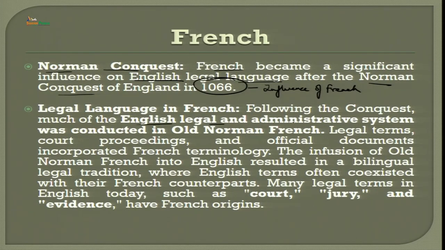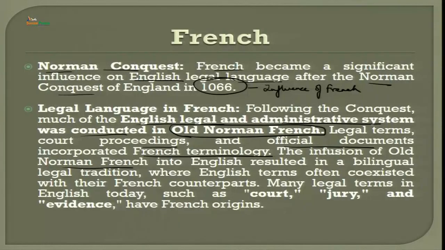Much of the English legal and administrative system was conducted in Old Norman French. This is again an important one. So the English legal system was changed in that. Legal terms, court proceedings, and official documents incorporated French terminologies. Initially we saw the inclusion of Latin and Old English. Now we will see the intermingling of Old English and French together, because new statutes and new regulations were written, and we could see the influence of the Norman conquest that leads to the French influence.